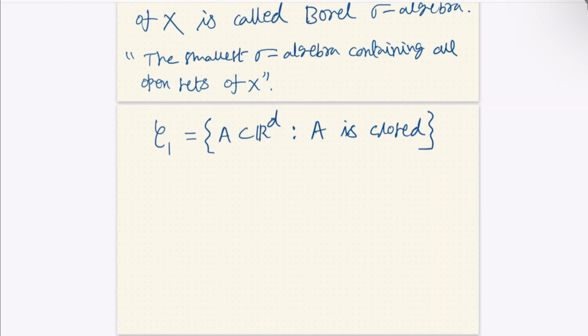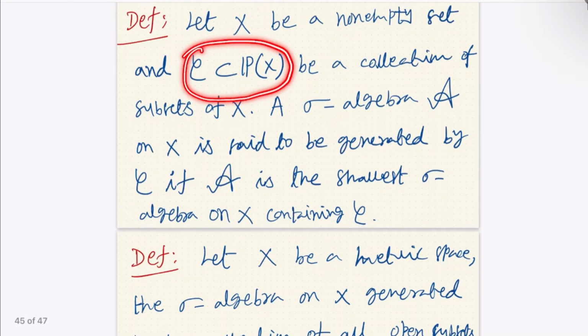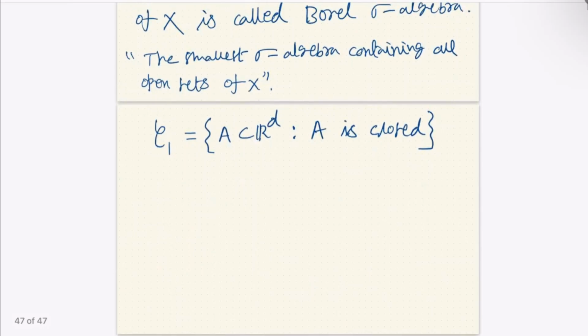So now my point is, this is a collection. This is not a sigma algebra. This is something like this C, from the power set of X, a subset of the power set of X. I'm collecting all the closed sets from R^d. Now what I'm asking is, let's say the algebra generated by this collection. Is this collection a Borel sigma algebra or not?